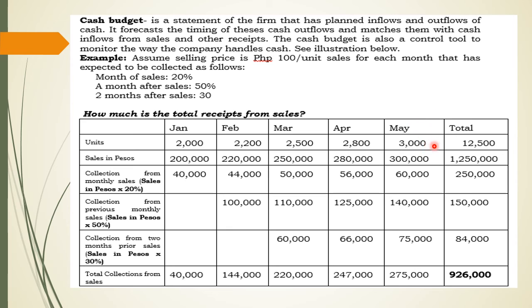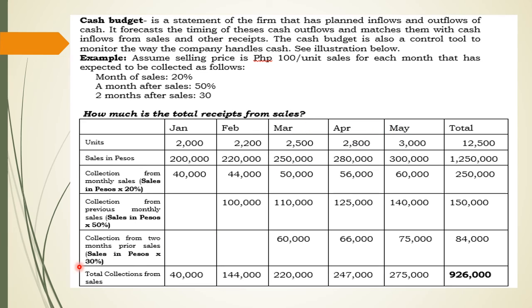Pag abot sa May, you have sold 3,000 units times 100, you have the total sales 300,000. So times 20% for the month, so 300,000 times 20%, 60,000. The next one is previous month sales, 280 times 50, you will receive 140,000. Next is 75,000. Asa gikuha?